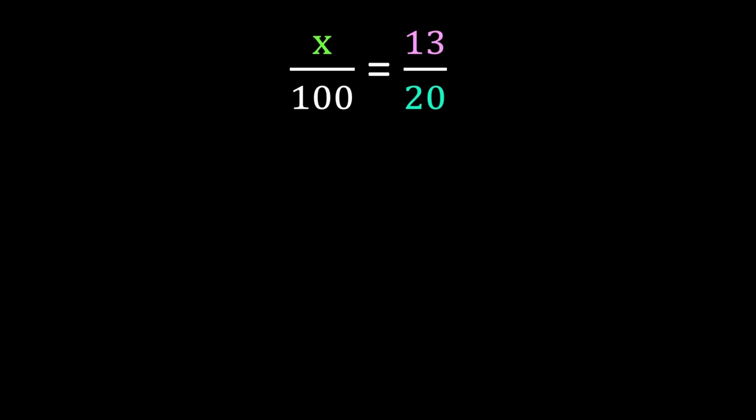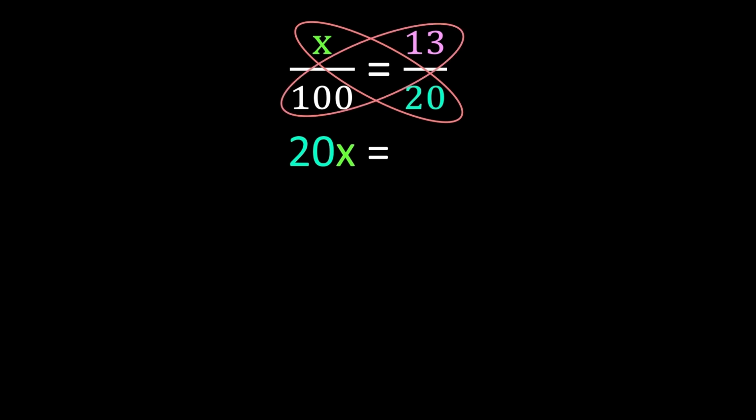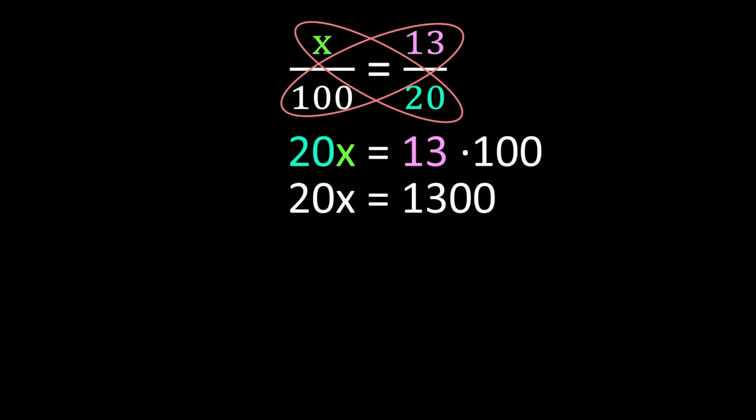So the first thing I'm going to do is multiply 20 times x, and I'll have 20x. And then I'll need to multiply 13 times 100. And 13 times 100 is 1300. Now I'm just solving a one-step equation. 20x equals 1300. And to solve for x, I'm going to need to divide both sides by 20.